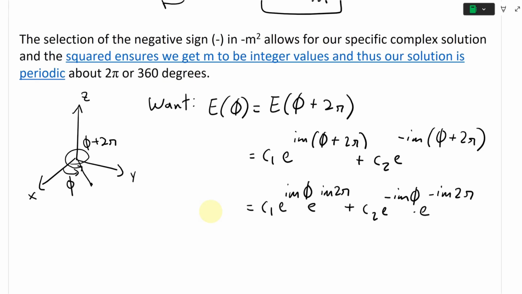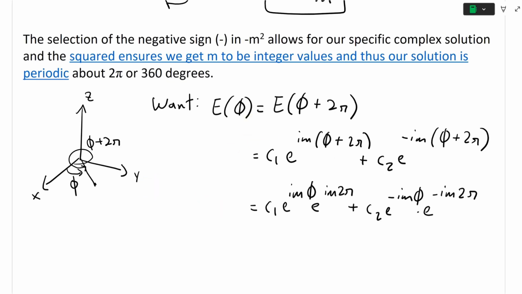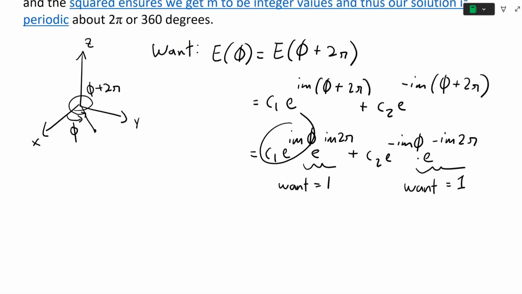So in other words, if this equals e to the phi, well, we want this right here to equal 1. So that's what we want. And then also this one here, we want e to the negative I m 2 pi to equal 1. So then we're just left with the general equation, and it's actually equal to 1 there only if m is an integer.